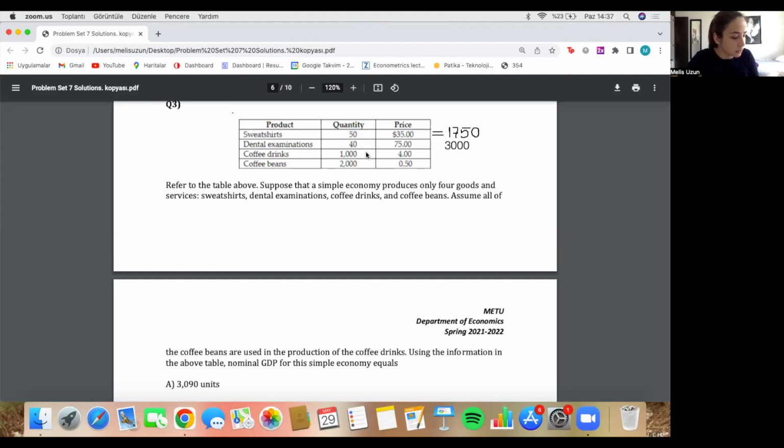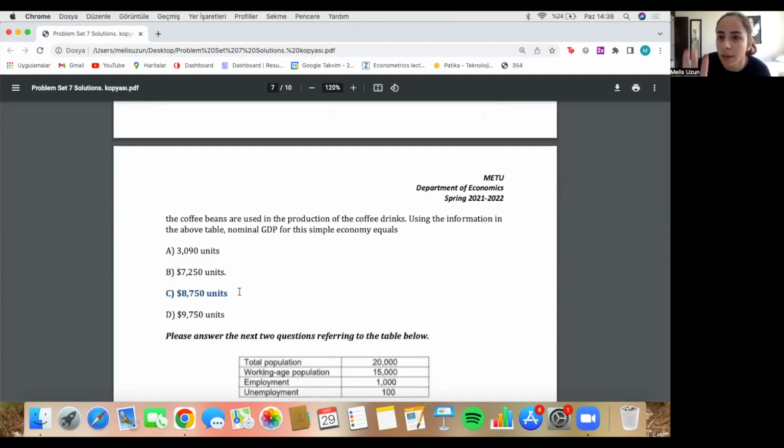Coffee drinks, their quantity is 1,000 and we multiply it with their price, which is 4. So it will be 4,000. I'm not calculating coffee beans because it's not a final good. We only use final goods for calculating GDP. If we add these 3 together, we will find that it is equal to 8,750. So let's look here. I'm sorry. So this is the answer. We only calculate finals.